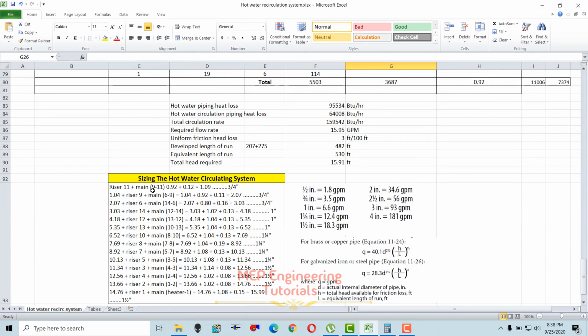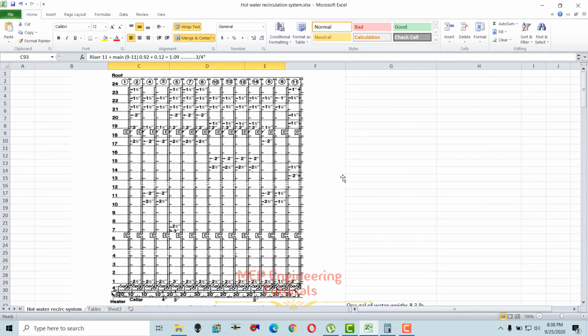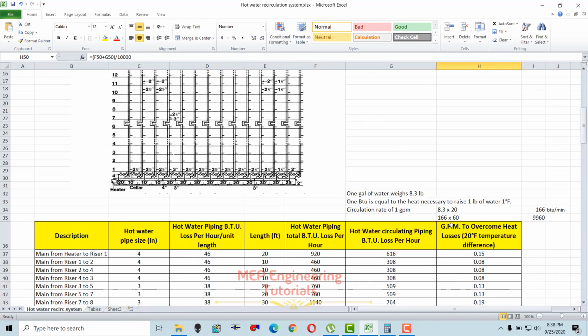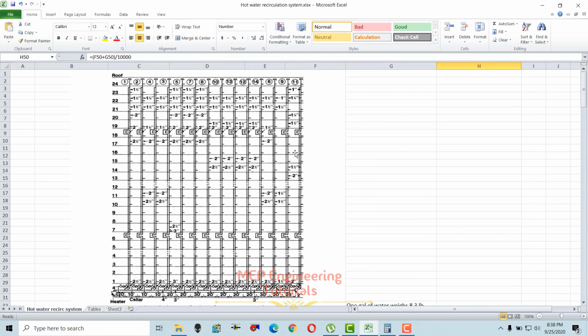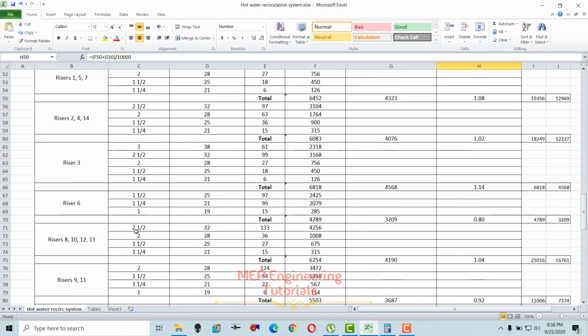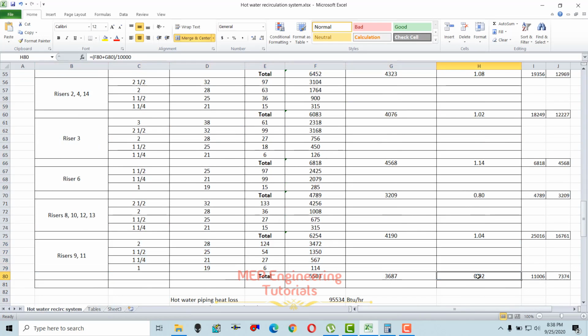If you see here, this is riser 11 plus main 9 to 11. First we calculate the GPM, and based on GPM we'll get the sizes. So between 9 to 11, how much is the GPM we got from riser 9 to 11? This one, the GPM is 0.12 between riser 9 and 11. And riser 11 is how much GPM? Remember that 0.12, and riser 11 is 0.92.